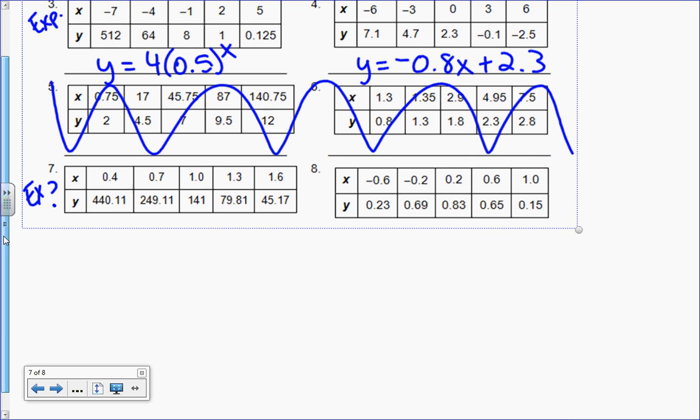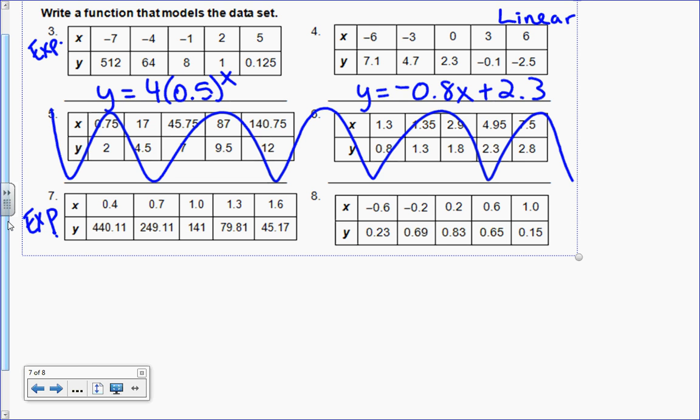So let's put our data in and find an exponential. So stat, enter. Delete stuff out of L1 and L2. And we'll put in our 0.4, our 0.7, 1, 1.3, 1.6. And then we got 440.11, 249.11, 141, 79.81, and 45.17. Okay. So we plug that data in, and then we go stat over to calc, and we know we're going down to exponential. And this one's going to be more of an estimate. So I'm going to have y equals, the a value here is about 940. The b value is about 0.15 to the power of x.